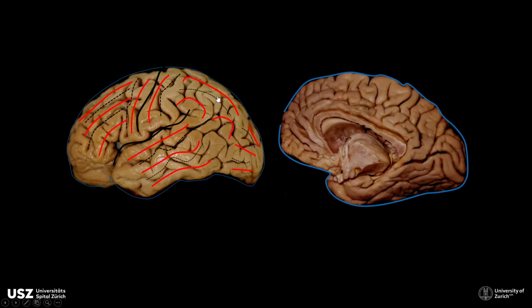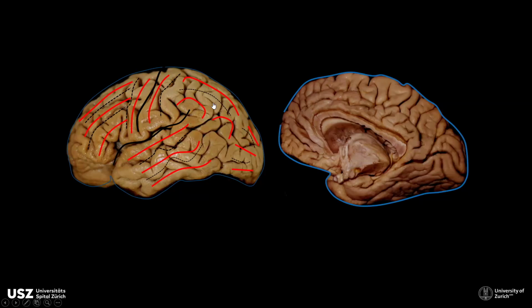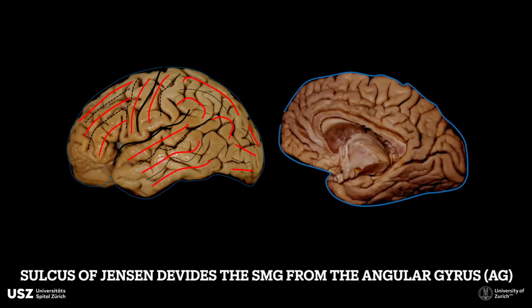Posterior to it, the so-called parietal lobule, which has mostly two components. Very useful to define the limit of the parietal area are the postcentral sulcus and the Sylvian fissure. Because between these two, you will recognize the supramarginal gyrus, which arches around the posterior arm of the Sylvian fissure. Lateral to the supramarginal gyrus, you have also a rather inconstant sulcus, the so-called sulcus of Jensen, which divides the supramarginal gyrus from the angular gyrus, which in this brain would be this one.